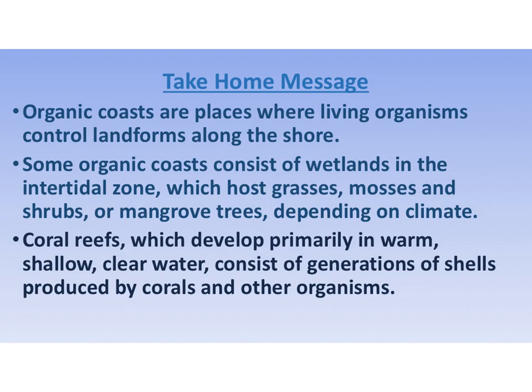So, organic coasts: places where living organisms control landforms along the shore. Some organic coasts consist of wetlands in the intertidal zone, host to grasses, which we said were going to be our marsh, mosses and shrubs, which were going to be our bogs, and mangrove trees, which are their own category. But depending on which one we have, we need to look at the climate to figure out which type of organic coast we should expect. And then our coral reefs, as we just said, developed in warm, shallow, clear water.